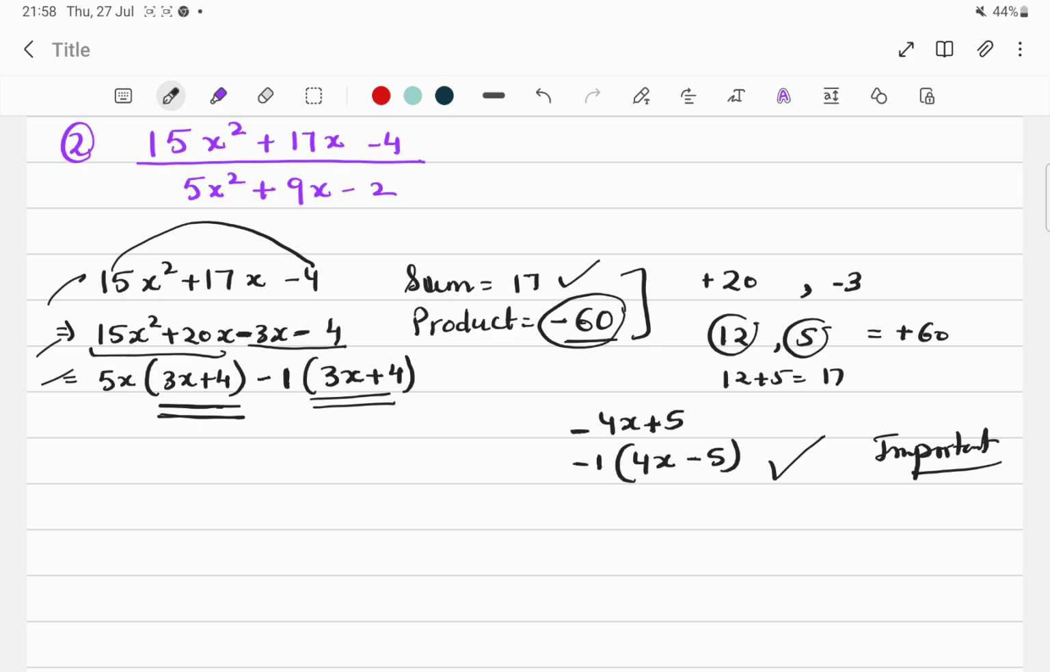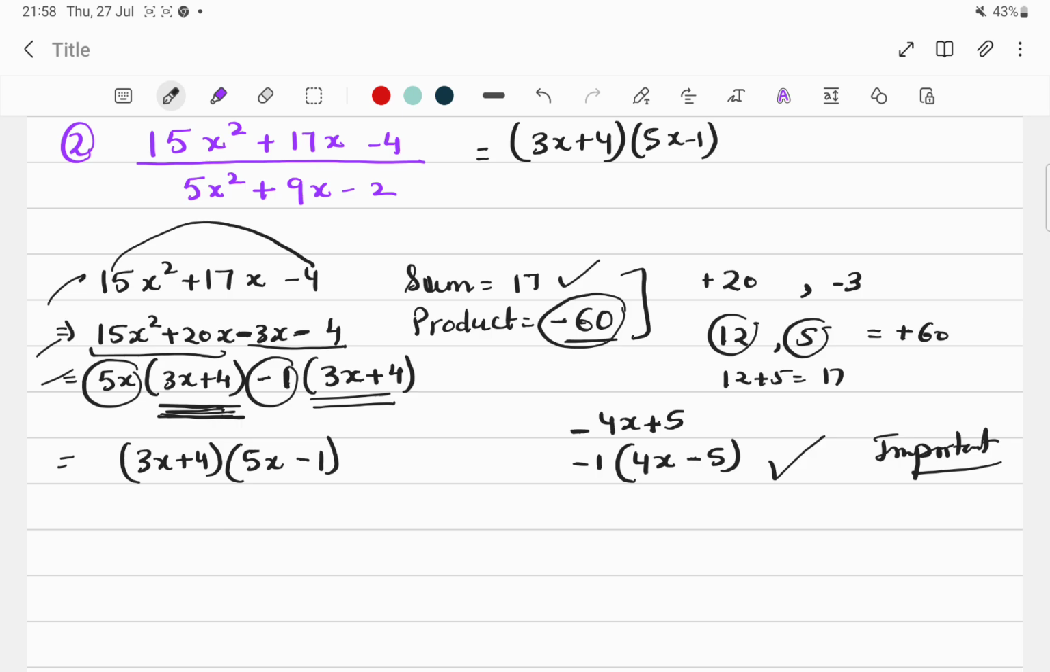After this, 3x plus 4 is the common factor, and when I take it common, I will be left with 5x from the first part and minus 1 from the second. So this is the first part, the numerator. I will be writing it as 3x plus 4 multiplied by 5x minus 1.